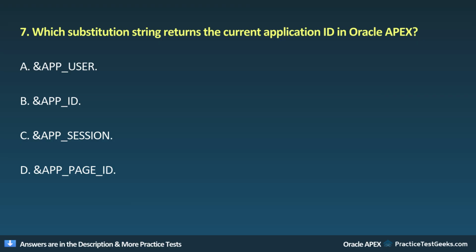7. Which substitution string returns the current application ID in Oracle Apex? A. APP_ID. B. Session. C. Page. D.